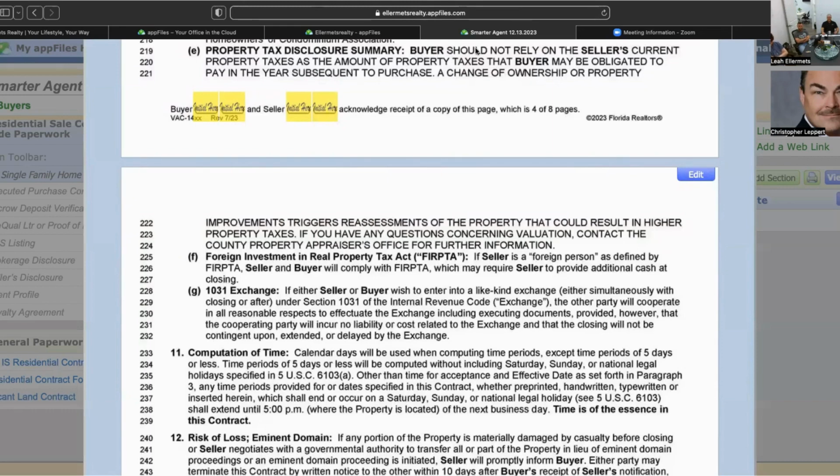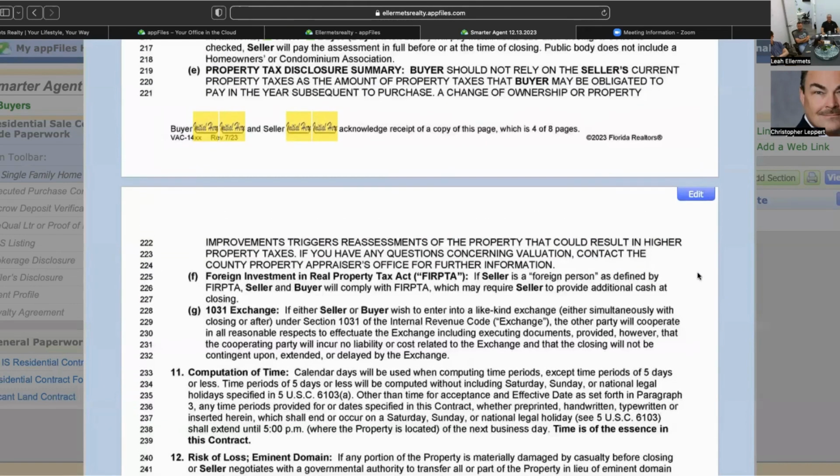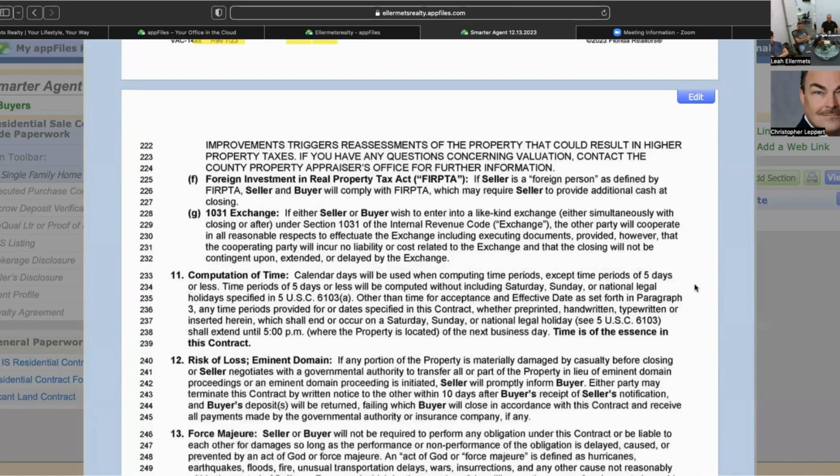So this just says clearly that buyers should not rely on the seller's current property taxes as the amount the property tax is going to be, because it's based on what they paid for it way back when, typically. And oftentimes, if the tax man sees that price change dramatically on the property, it can trigger a reassessment.